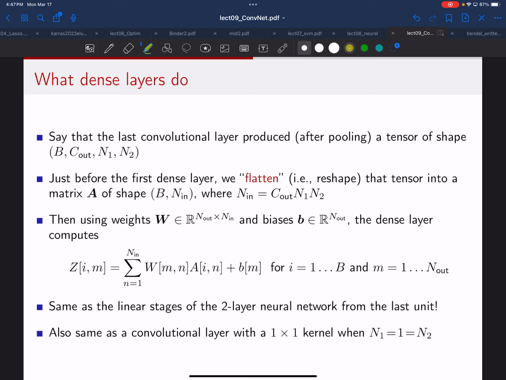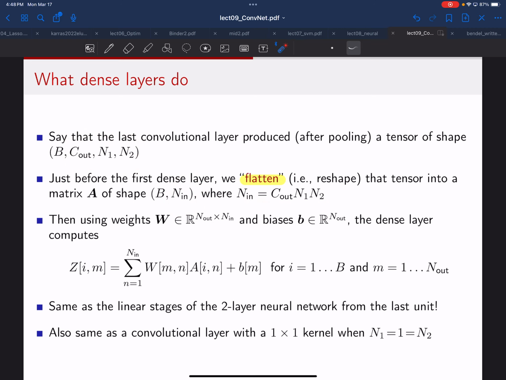So to prepare it for the first dense layer, we're going to flatten it or reshape it like this: reshape this three-way tensor into a vector, or reshape this four-way tensor into this matrix. So basically, we're flattening, unraveling all those pixels into a vector of length NN. So NN is just the product of all those dimensions.